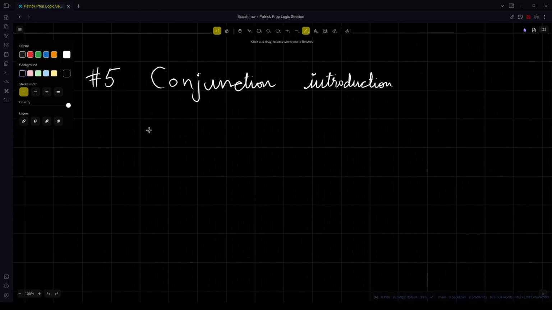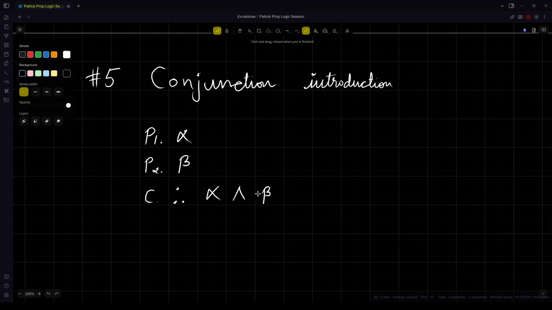So this looks like alpha, beta, therefore alpha and beta. Okay, makes sense. Alpha is true, beta is true, therefore both alpha and beta are true. Yes. Okay, makes sense. Yeah, so this is very simple.